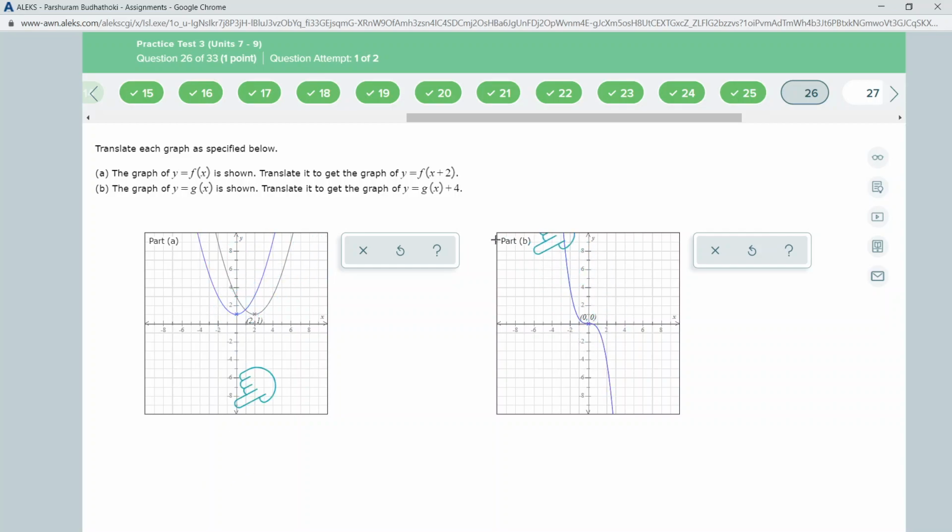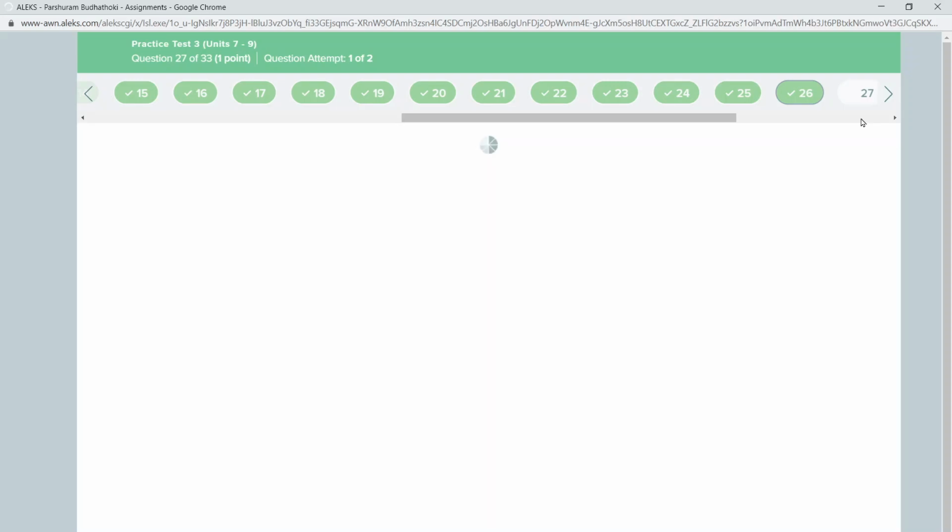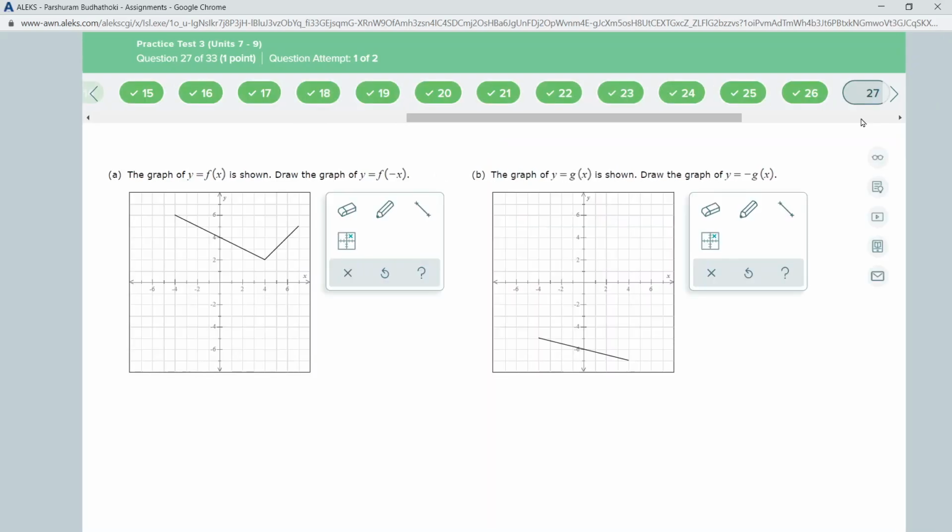And here you are adding 4 to the function, so that means you are shifting this graph 4 unit up. So this (0,0) becomes (0,4). Now let's check. Correct. Let's go to the next problem, 27, and do exactly the same thing.